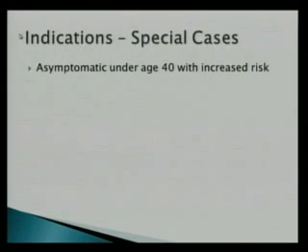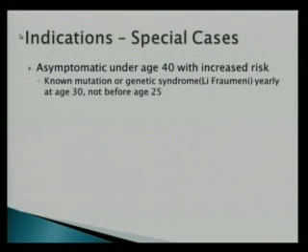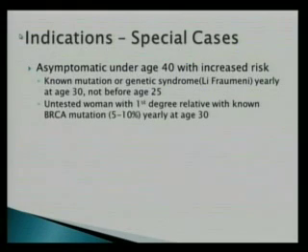So we'll talk about the special cases. These are all ACR guidelines, so they're online. You can find them. You don't have to memorize all of this special case stuff, but just know that there are special cases. So there are patients with genetic syndromes or known mutations that we start at age 30. We don't start before age 25. There are women with first-degree relatives that have a BRCA mutation. Maybe they don't know that they have it, but we can start yearly at age 30 for those ladies.